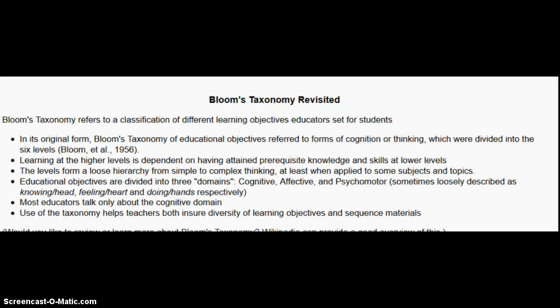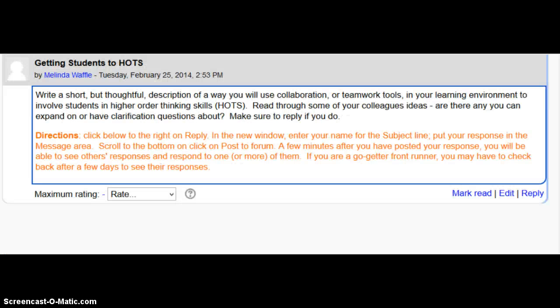The next lesson is 5 pages long and covers Bloom's taxonomy, but it gives you a chance to review and then see how it applies in the digital age. So after going over the revisitation, you will look at taxonomy and collaboration, how it applies in the digital world, and using apps and Web 2.0 to support Bloom's. Your discussion piece following the lesson will then be you describing a way you use collaboration or teamwork tools in your learning environment to involve students in higher order thinking skills. So again, we call those HOTS. So when you hear people referring to HOTS, it's just higher order thinking skills.